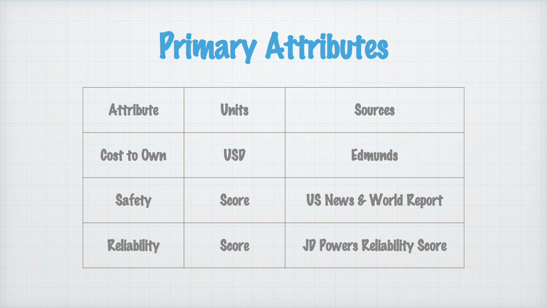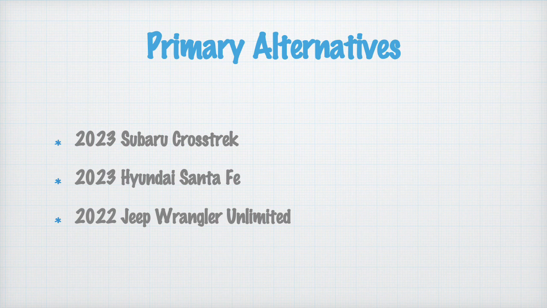For safety, we will be going off of the unit list score provided by US News and World Report. And finally, for reliability, we will be looking at the score provided by J.D. Power's reliability. We have 3 primary alternatives that we will be considering. This involves the 2023 Subaru Crosstrek, the 2023 Hyundai Santa Fe, and the 2022 Jeep Wrangler Unlimited.